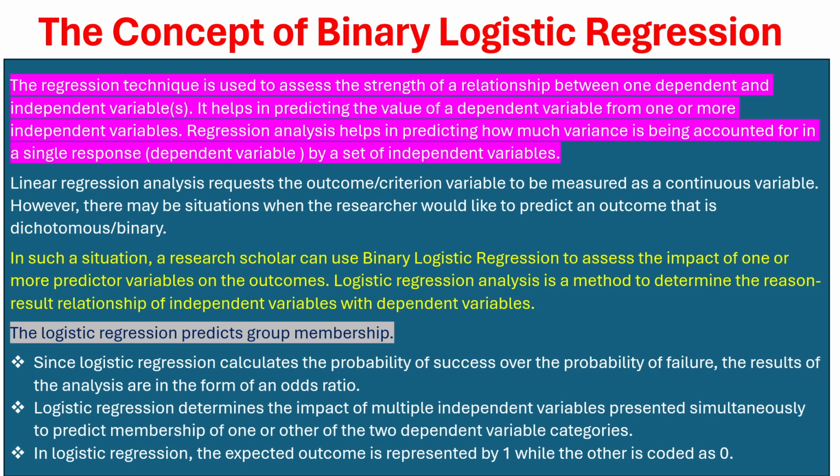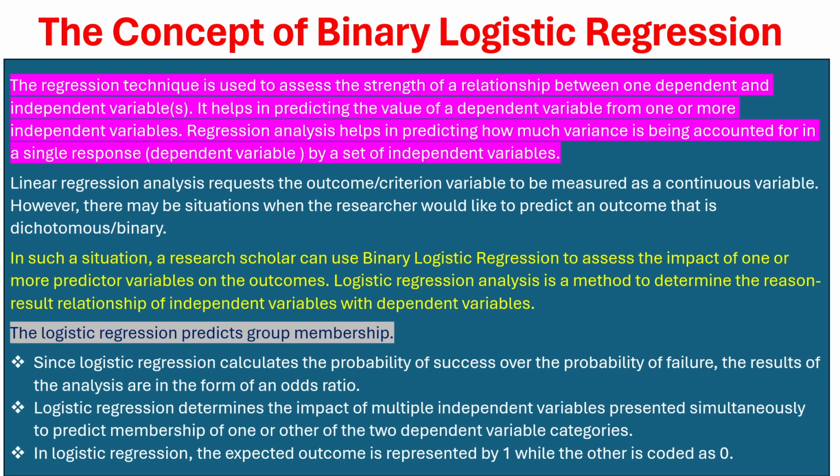However, there may be a situation when the researcher would like to predict an outcome that is dichotomous or binary. In such a situation, the research scholar can use binary logistic regression to assess the impact of one or more predictor variables on the outcomes. Logistic regression analysis is a method to determine the cause-result relationship of independent variables with the dependent variable.